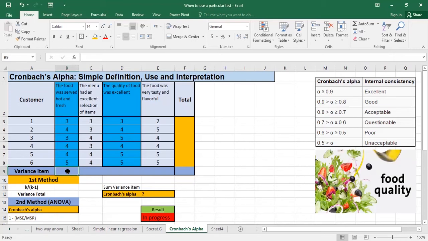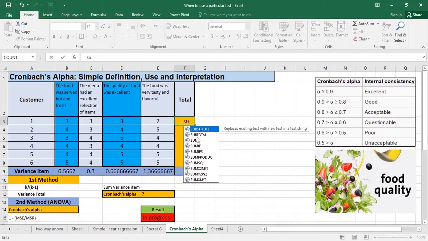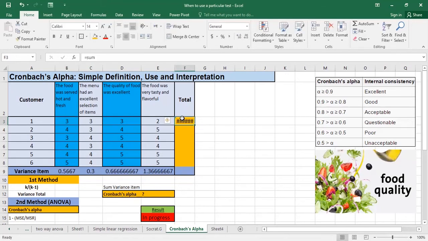In order to use the first method, we first have to calculate the variance per item. So we type equal VAR.S, because it's for a sample, and we select the first item. And like this, we can drag it. Then we have to calculate the sum per customer for all these items, so it's equal SUM. Also, we can drag it here, and here we have the sum per customer. We also have to calculate the variance for the total, so it's VAR.S, and we do it like this.